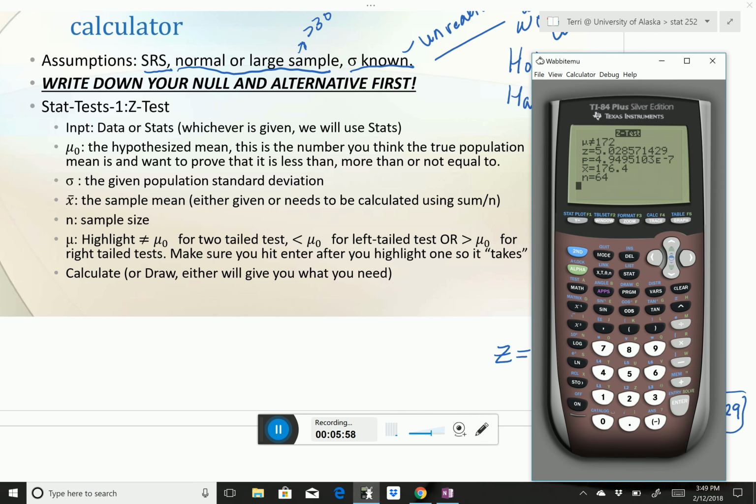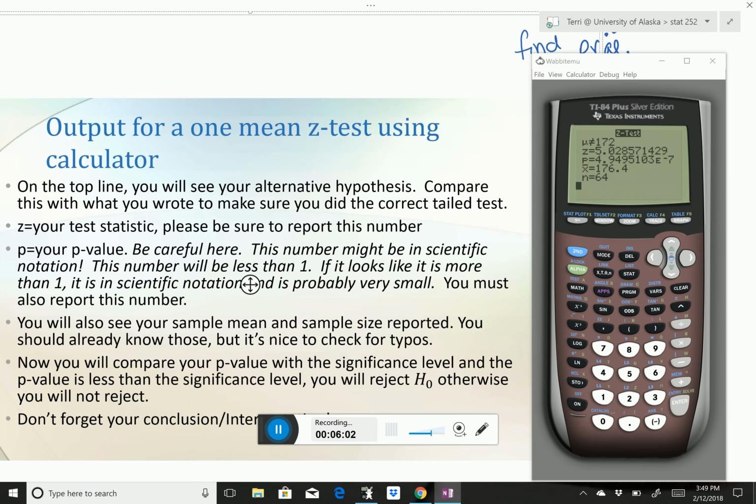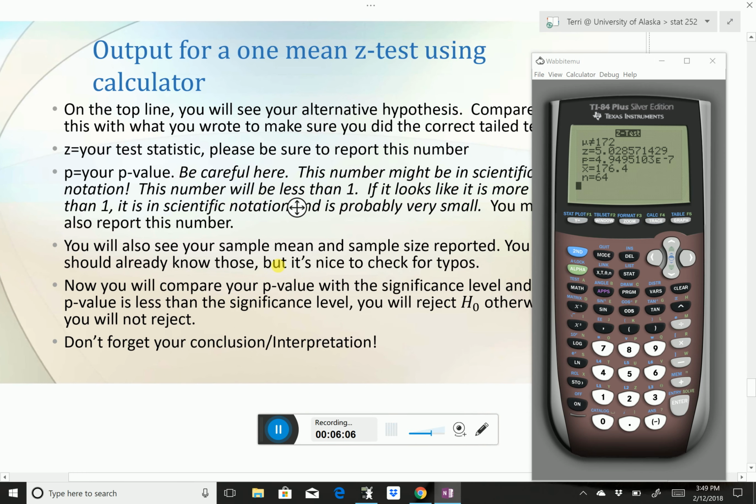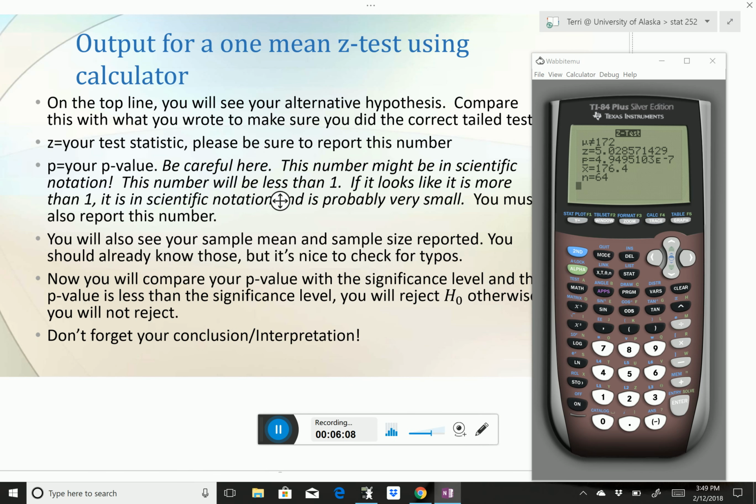Let me go to this next page. So this is the output. In the output, the first thing that you see here is your alternative hypothesis. That's why I always want you to write your null and alternative before you go about performing the test. Z is your test statistic.